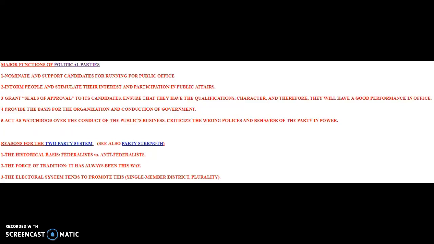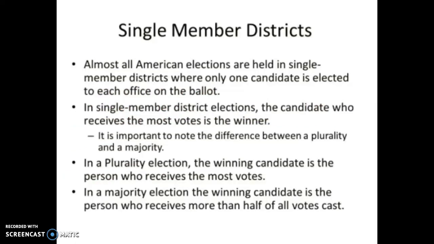The Electoral College tends to promote this. What I mean by this is almost all American elections are held in single-member districts where only one candidate is elected to each office on the ballot. And when they are voted upon, they don't have to have the majority of votes. They just have to have the plurality of votes, and this just means that they have to have the most.